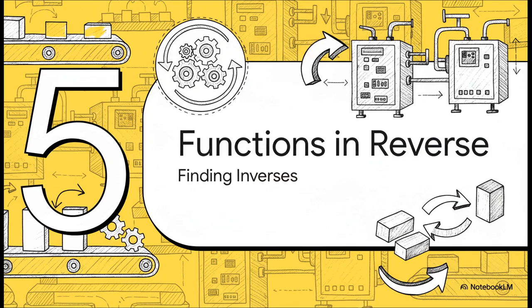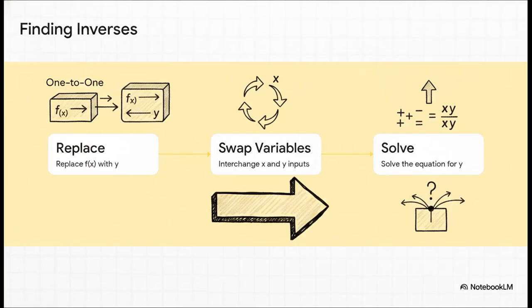We know we can't easily swap the order of an assembly line, but what if we need to find our original raw material? Building a reverse machine is what we call finding an inverse function. And there's a really clean 3-step method to do this. First, you replace the f of x notation with a y, just to make the algebra a bit easier on the eyes. Second, and this is the real magic step, you physically interchange the x and y variables in the equation. You are literally swapping the inputs and outputs. Third, you just use basic algebra to solve for your new y.